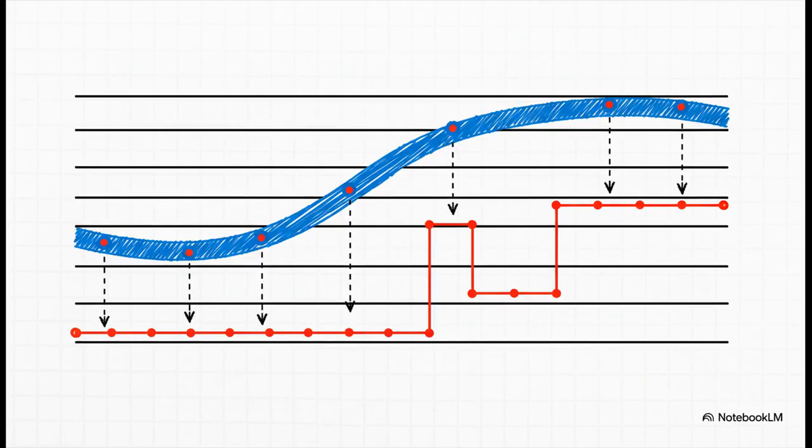The smooth, continuous amplitude of each sample gets snapped to the nearest available digital level. This is what creates that step-like approximation of the wave. Of course, the more levels you have, which comes from having more bits, the smaller those steps are and the more accurate your digital signal becomes.